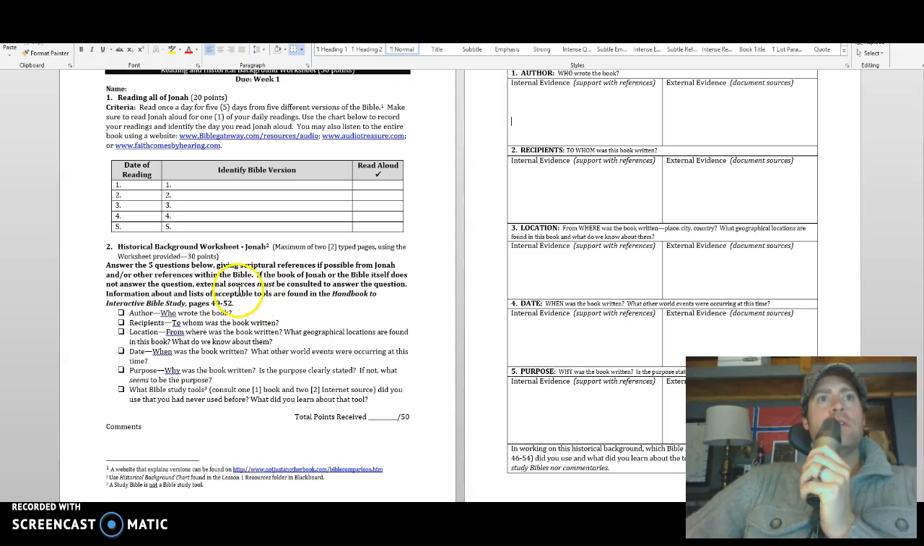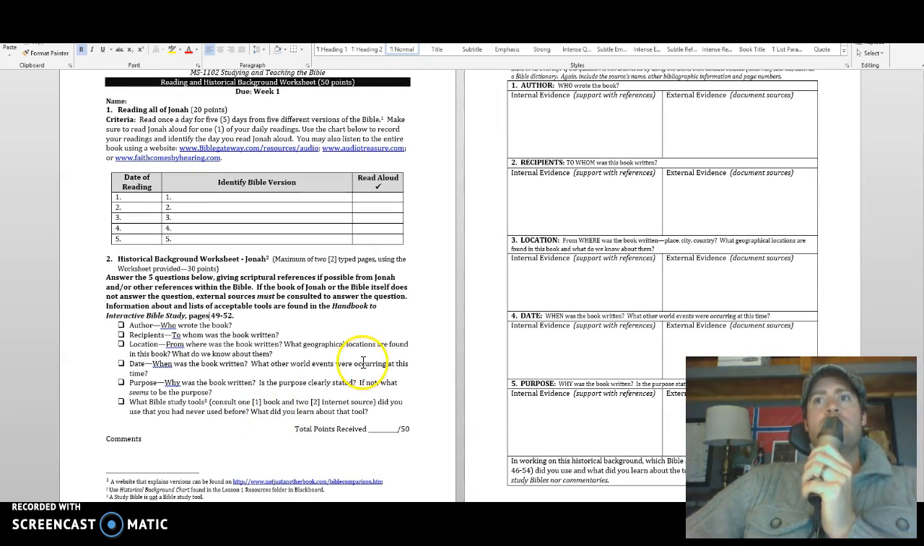you want to look at what the acceptable tools are to do this study. So in the handbook for interactive Bible study, that's on pages 49 to 52, you'll see what the proper tools are, when it asks you what Bible study tools, at least 1 book and 2 internet sources. How do you find them? What are they? You need to use that, and then mention questions like, what have you never used before? What did you learn about the tool? And that sort of thing. So here's what you want to do.